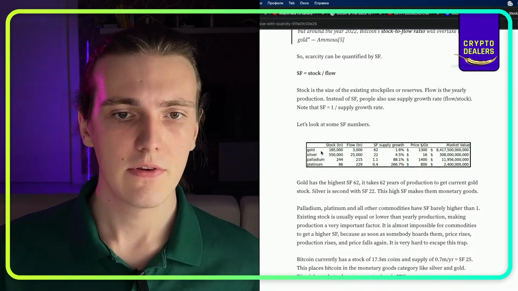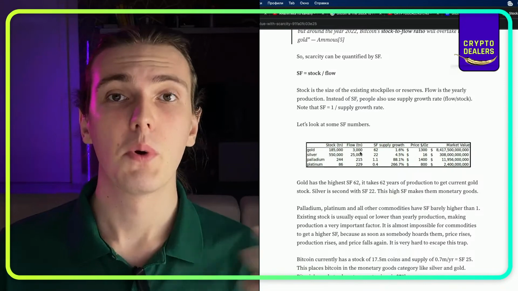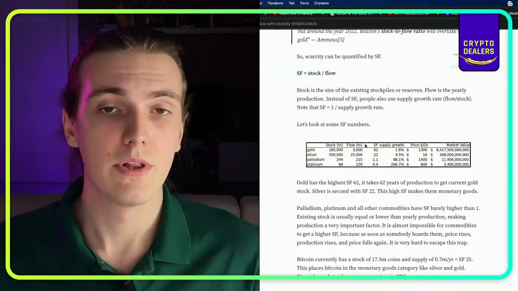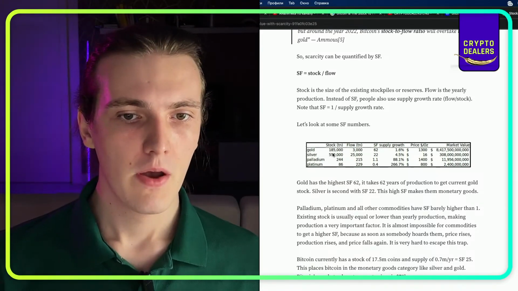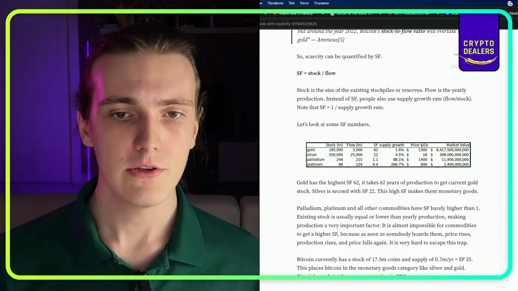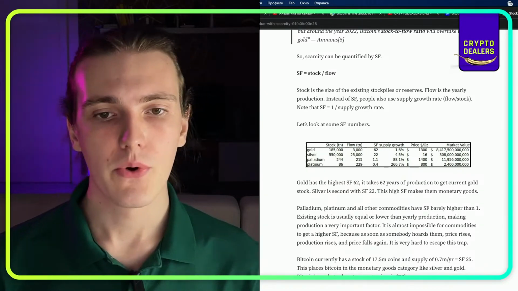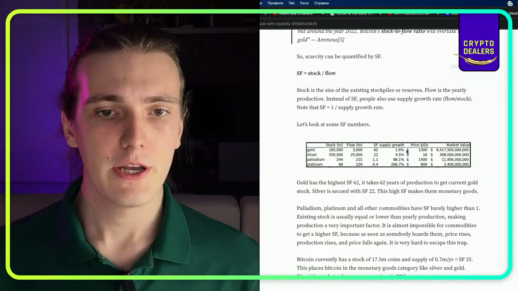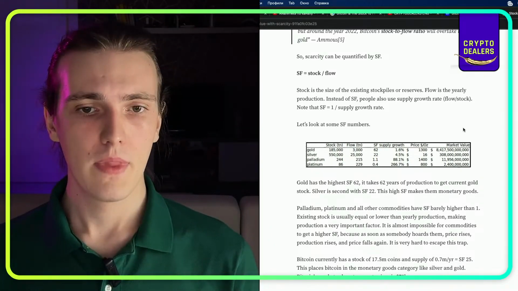You can see that over here we have, again, data from 2019, so it's outdated, but the example here doesn't really matter whether we're up to date or not. So for gold, you can see that there's 185,000 tons available on the market. So this is stock, right? And then 3,000 tons are created every year. This would be flow. So the way we measure it is we take stock and divide it by flow.